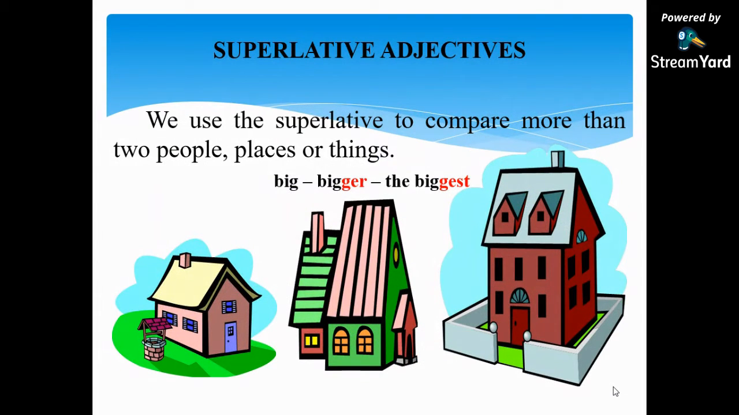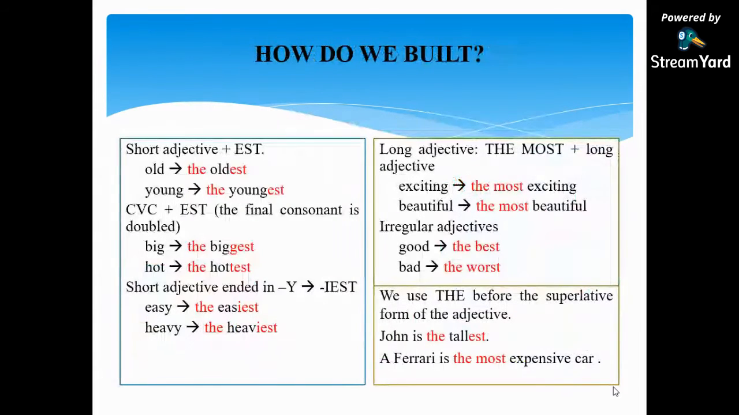Then we're going to continue with superlative adjectives. We use a superlative to compare more than two people, places, or things. For example, a big house, a bigger house, and the biggest house of the other ones that we already mentioned. Let's see. How do we build them?